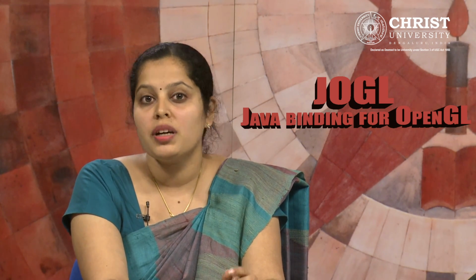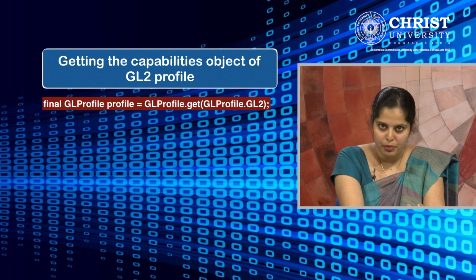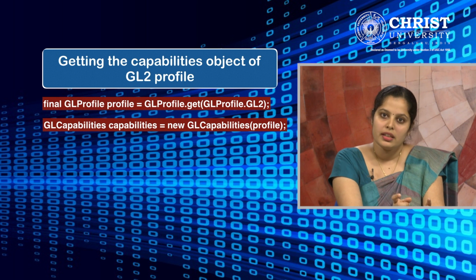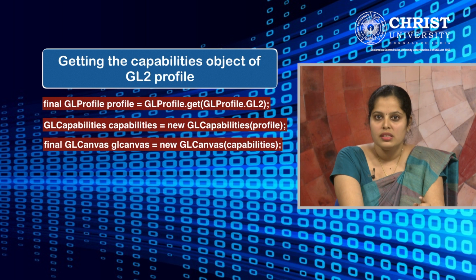So, finally, it should come in this pattern, getting the capabilities object of the GL2 profile, that is final GLProfile profile which is equal to GLProfile.get(GLProfile.GL2), and then we have GLCapabilities. We are creating the object of GLCapabilities which is equal to new GLCapabilities with the object that is profile. Profile is the object of the class GLProfile. Then we write the canvas, that is final GLCanvas canvas is equal to new GLCanvas with the parameter capabilities.